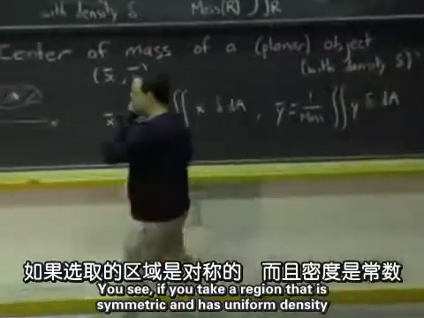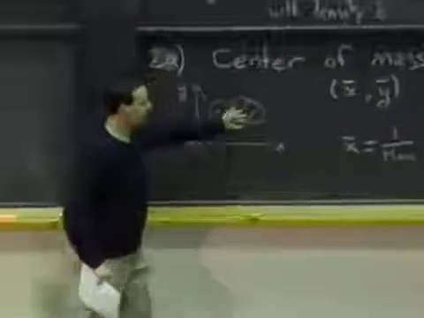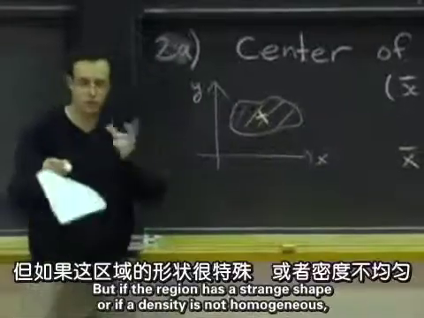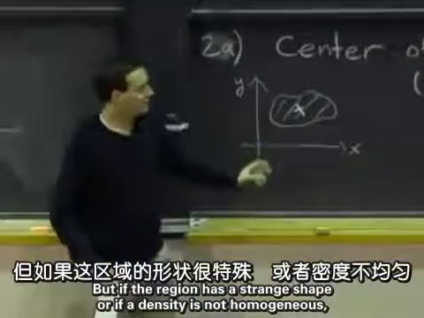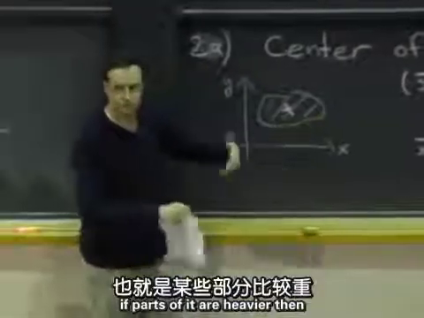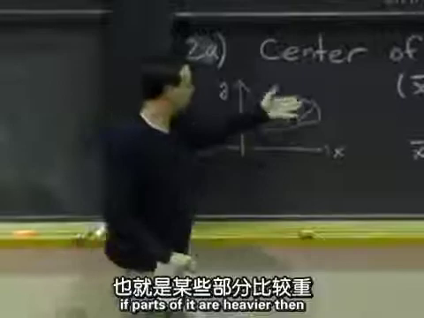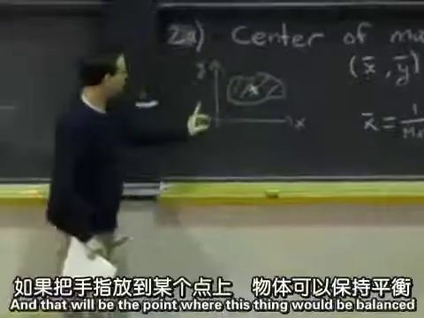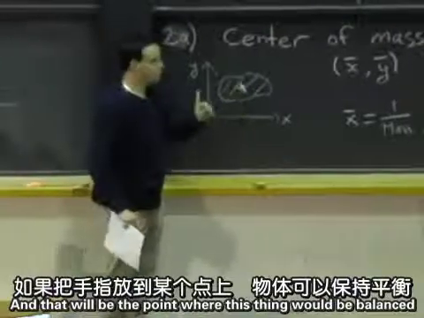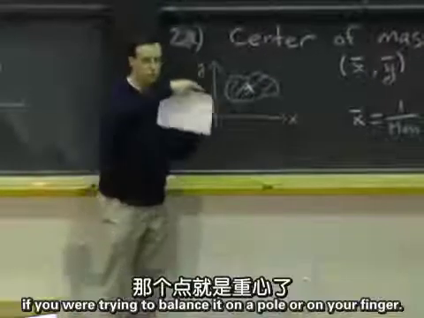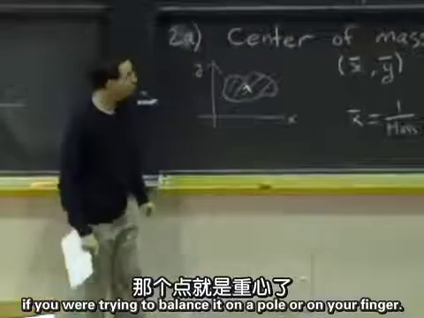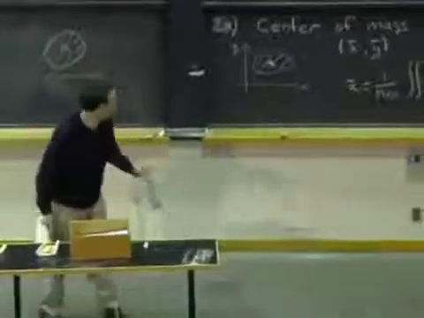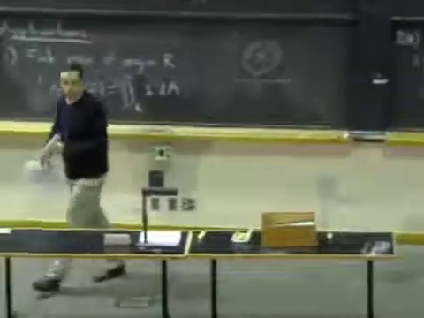Okay, so you see, if you take a region that's symmetric and has uniform density, that will just give you the center of the region. But if the region has a strange shape, or if the density is not homogeneous, if parts of it are heavier, then you will get whatever the weighted average will be. And that would be the point where this thing would be balanced if you were trying to balance it on a pole or on your finger. Okay?